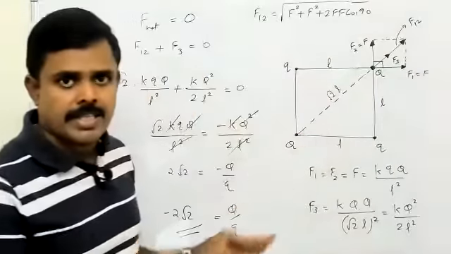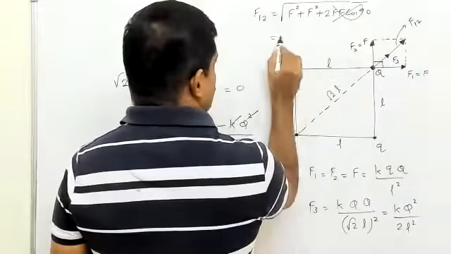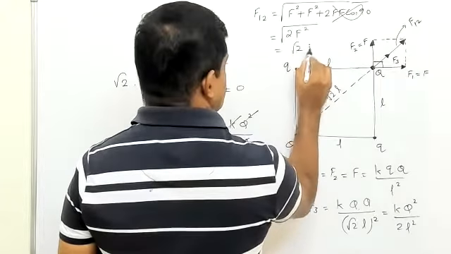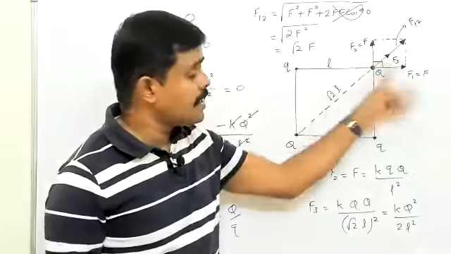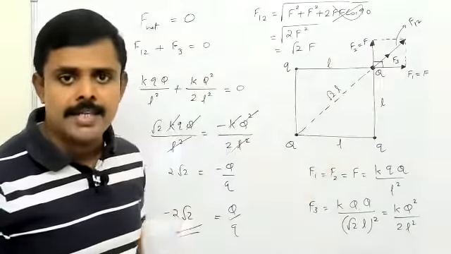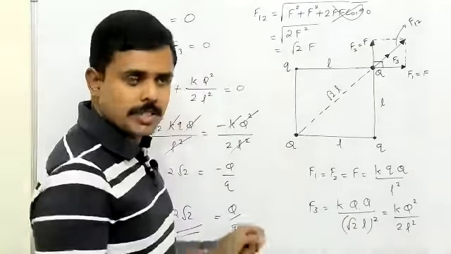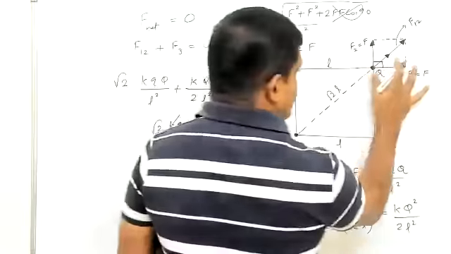F3 is not in the picture yet. Cos 90 part is 0. I'll get root of F square plus F square, 2F square, so that is root 2 into F. That is F12, the resultant between 1 and 2. But there is a third guy waiting. This charge is giving a force, right? This charge is repelling this charge in this direction. That is what I have written as F3 here.